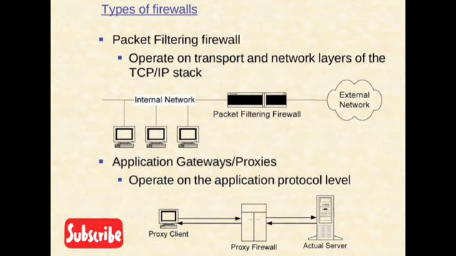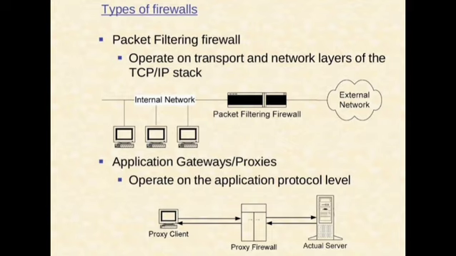The first type is the packet filtering firewall. This firewall works at the network and transport layers of the TCP/IP. It examines packets that pass through the network and checks information such as source IP address, destination IP address, port number, and protocol type. Based on predefined rules, it decides whether to allow or block the traffic.